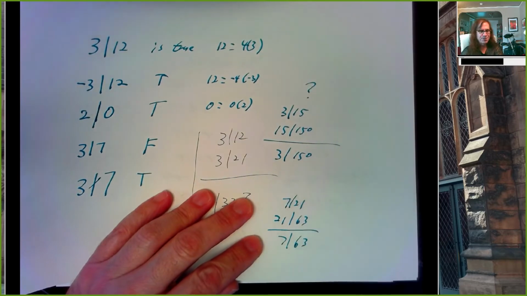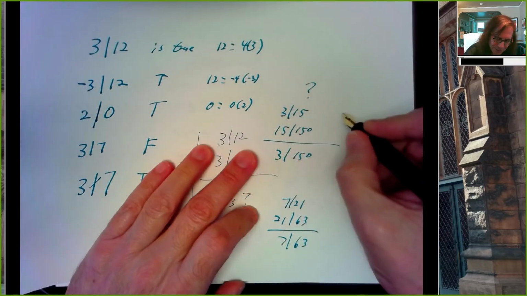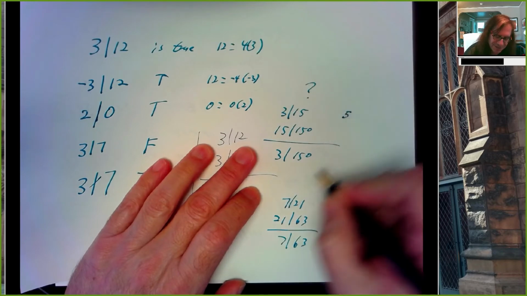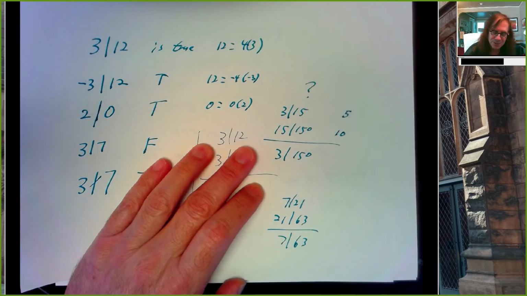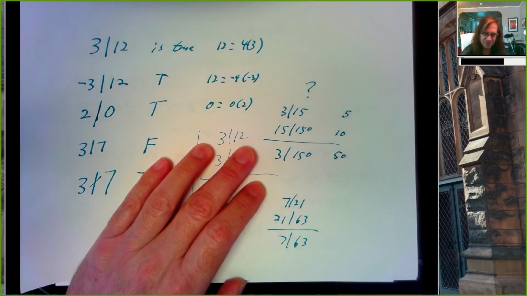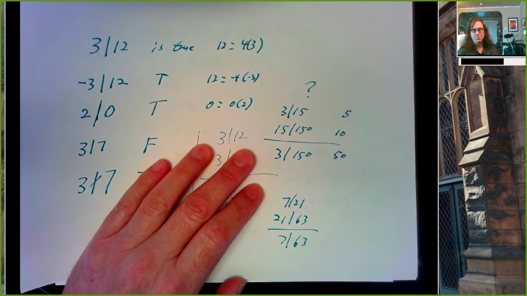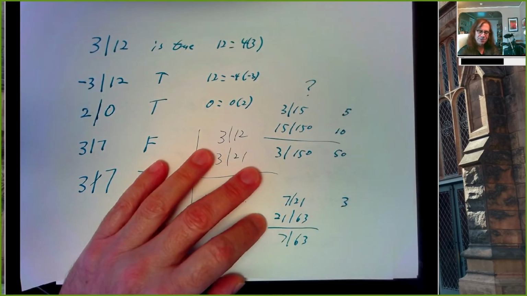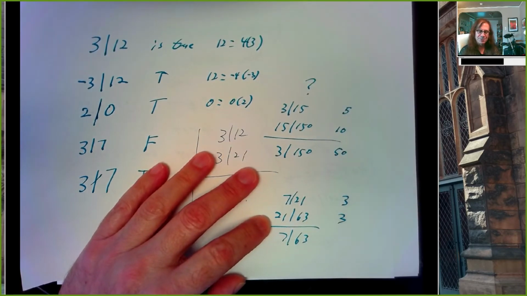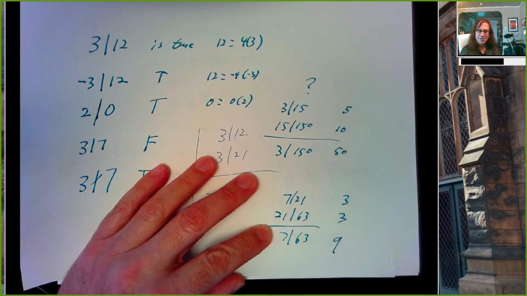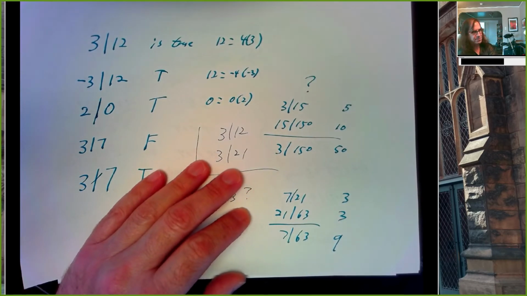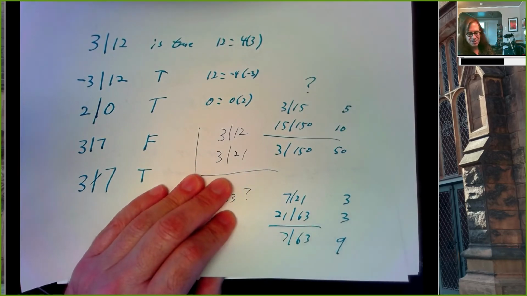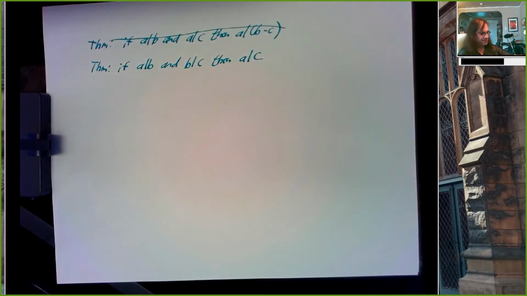And if you play with a few examples a little deeper, how many times does 3 go into 15? 5 times. How many times does 15 go into 150? 10 times. How many times does 3 go into 150? 50 times. 5, 10, 50. 7 goes into 21 3 times. 21 into 63 3 times. 7 goes into 63 9 times. 3, 3, 9. Seeing patterns here. Yeah, indeed. So these patterns are a hint to how we might prove some of these things.